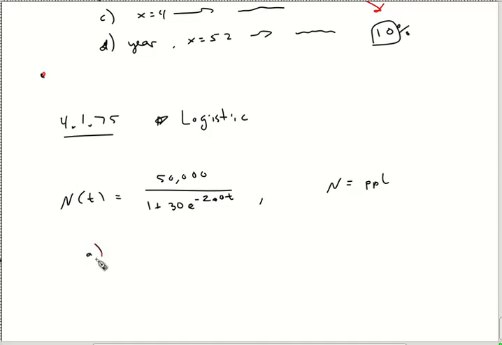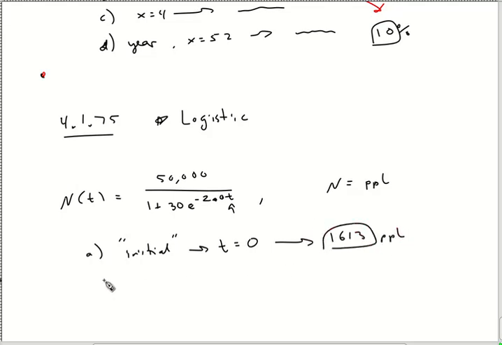So part A, it says how many folks are initially sick. So initial. What are we talking with time-wise? It's initial. What's my time at initial? t equals 0. When you plug that into this big formula here, again, you're just plugging that t in right there. Very simple. And you get 1613 people. I think I rounded up. I got 1612.9. And so just round, I guess.